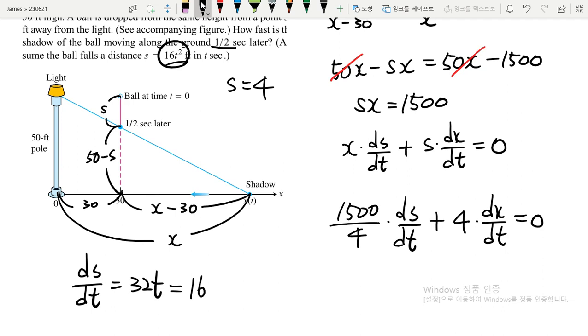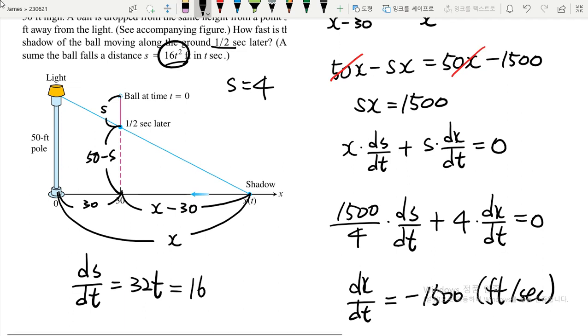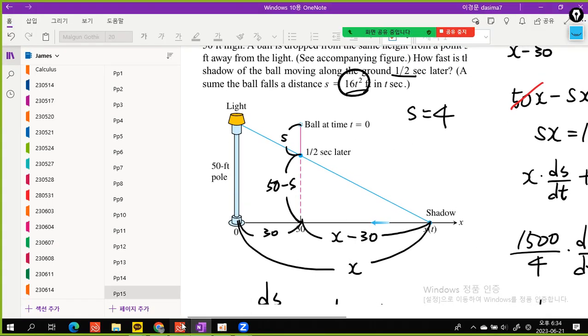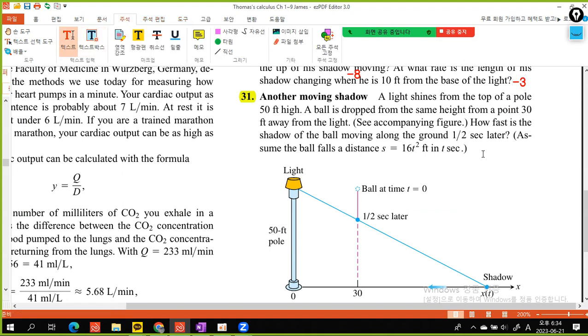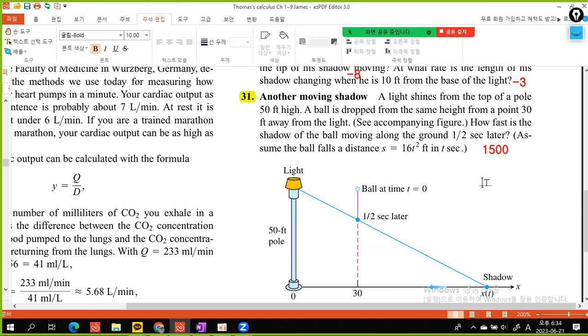So this means dx over dt is 4 minus 1500 feet per second. So quite fast. When the ball is dropping down, the shadow becomes really fast, and the shadow length is decreasing. I don't think we have to put a negative sign here because it's asking just how fast.